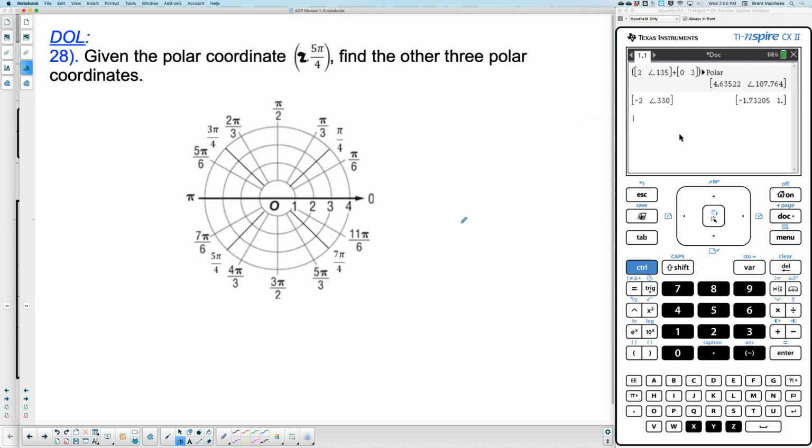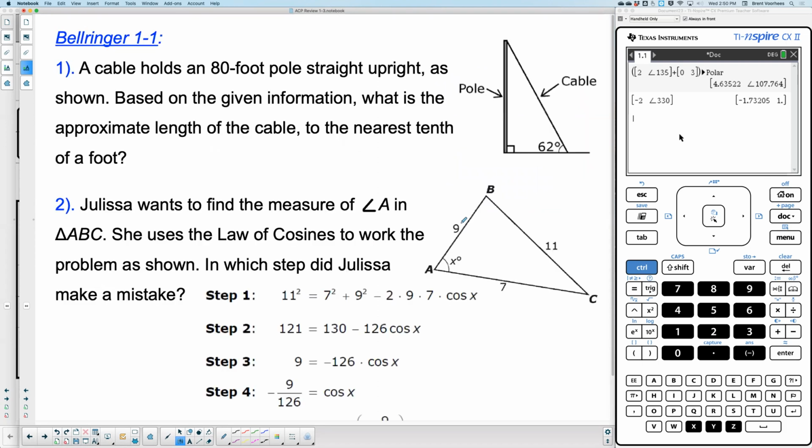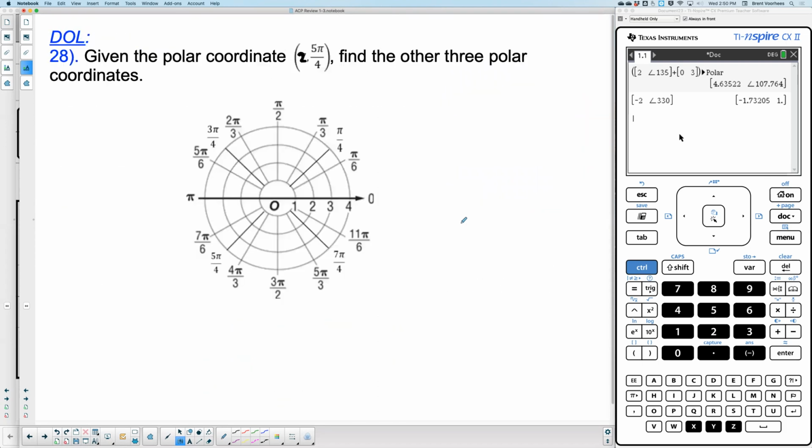That is a wrap for day 3. I'll give you a DOL. Let me make sure. Yep, that's a wrap for day 3. Given this polar coordinate, find the other 3 polar coordinates, the other ways you can write them. Actually, how about this? Give me the rectangular coordinates instead. For this value, give me the rectangular coordinates. And we'll call that the DOL.